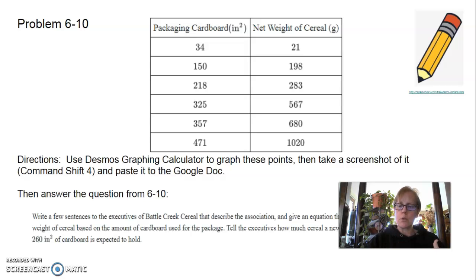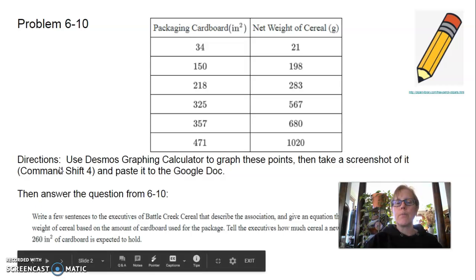I'd like you to use the Desmos graphing calculator to put this table in, and then you're going to determine your line of best fit by figuring out an equation that will work here. So please use slope-intercept form to figure that out, and then go ahead and type that in, and the graph will show right over your points. Then you have a question that you need to answer. The executives of Battle Creek want a little summary here, so go ahead and give them that summary.